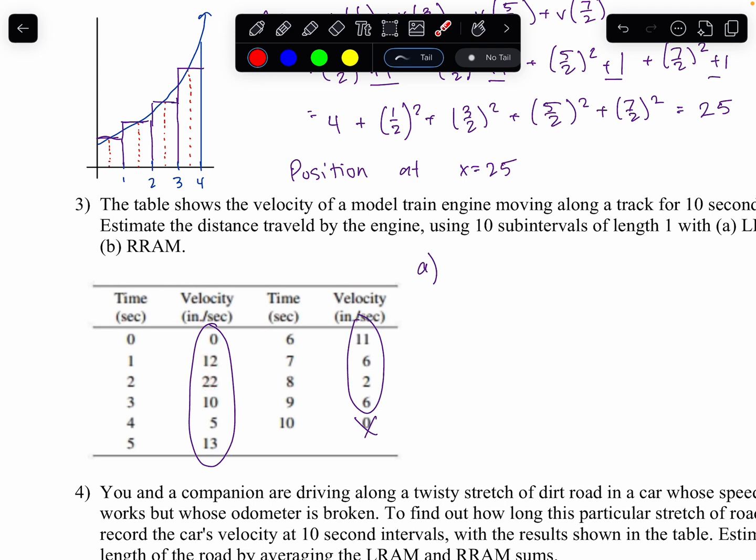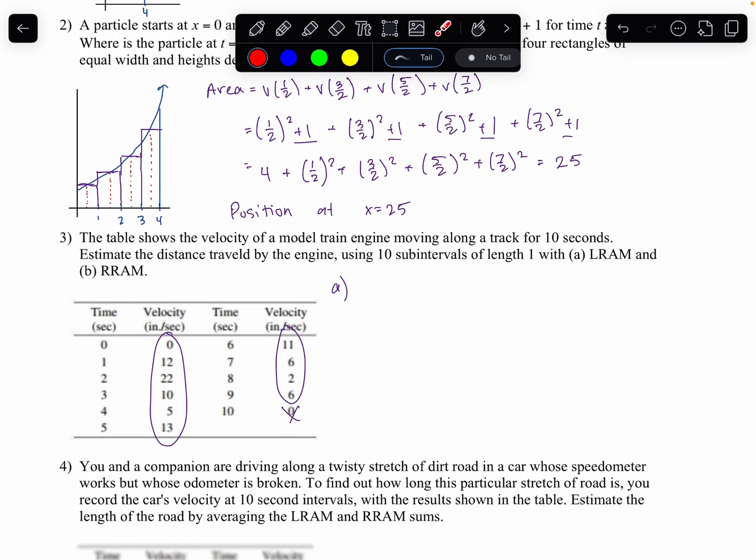When I do this, I'm basically taking the base of the rectangle, which is 1, multiplying by the height of the rectangle. The first rectangle is going to have a height of 0, the second rectangle a height of 12, and the last rectangle a height of 6. All we have to do is add up these numbers right here: 0 plus 12 plus 22 plus 10 plus 2 plus 6, all the way to the end.